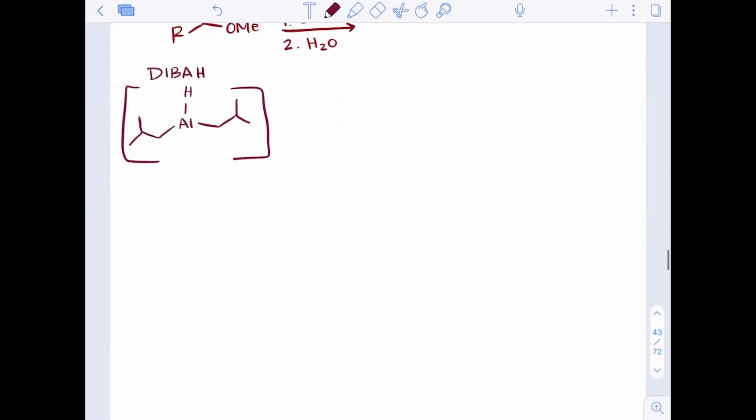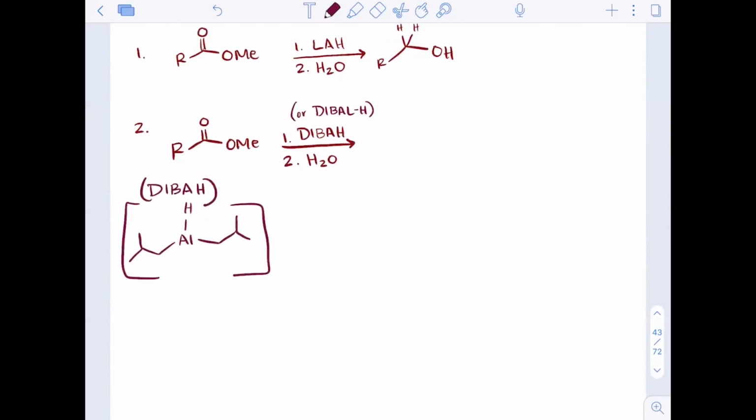So what is this guy good for? Well, he's less reactive as a reducing agent, so he gets to stop at the aldehyde.